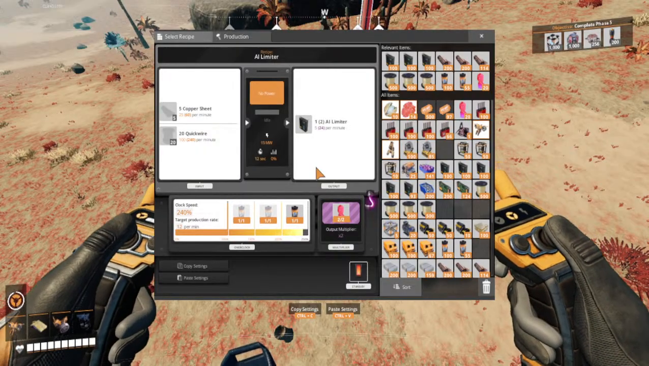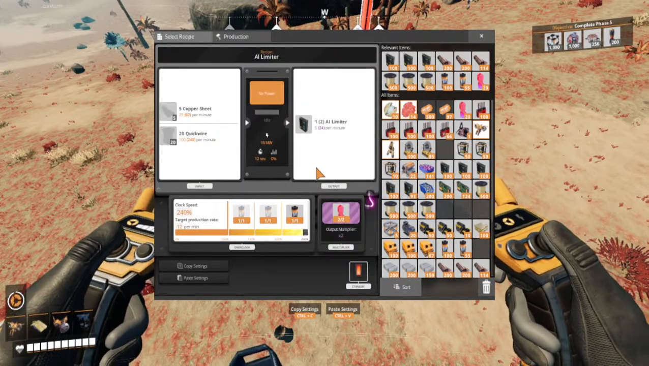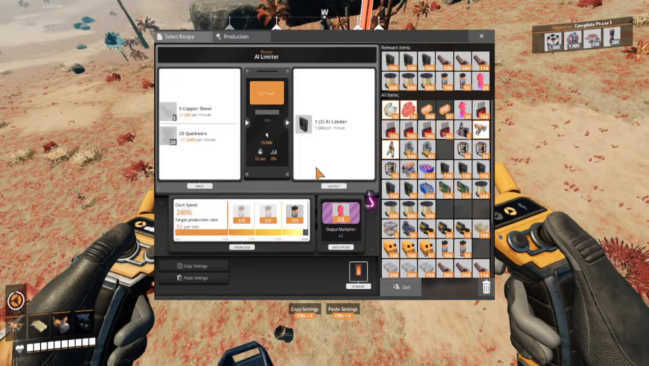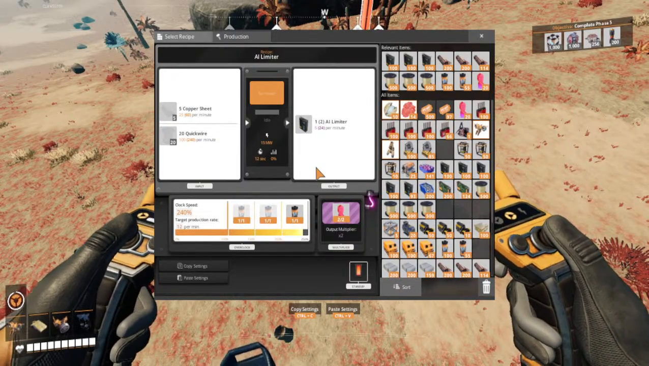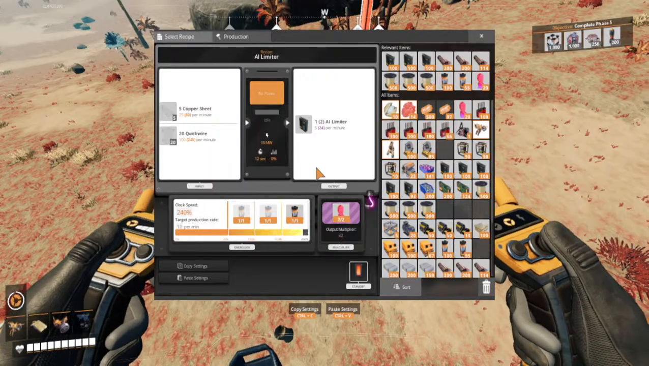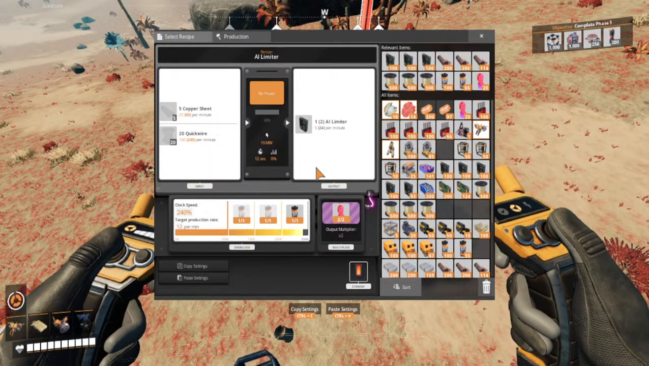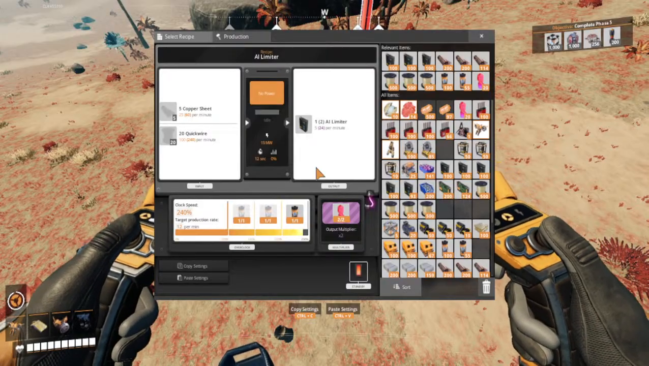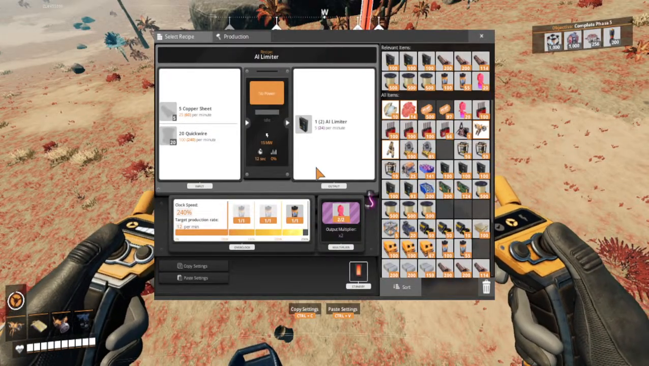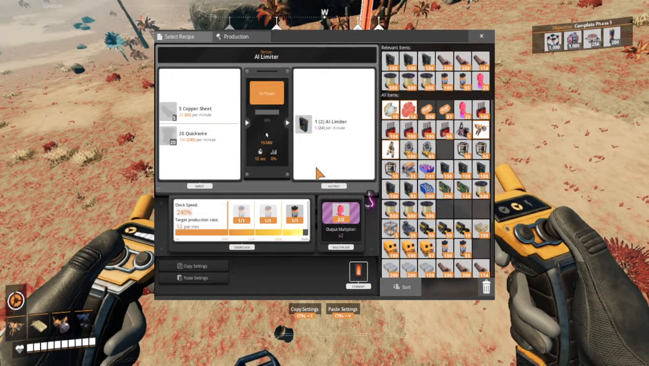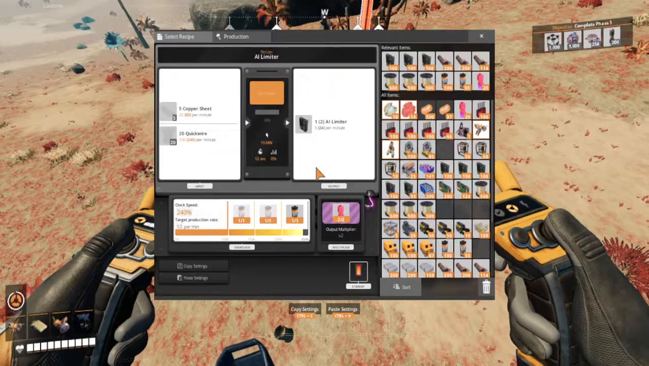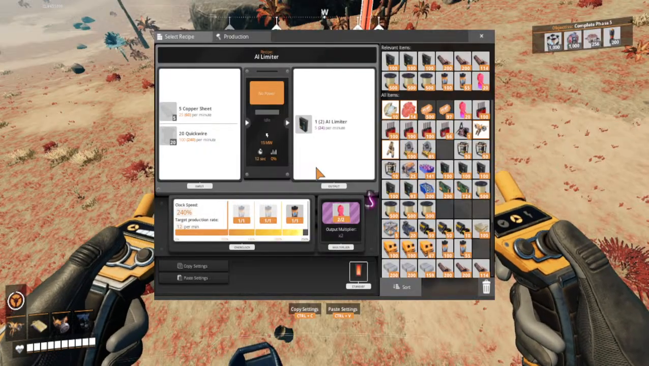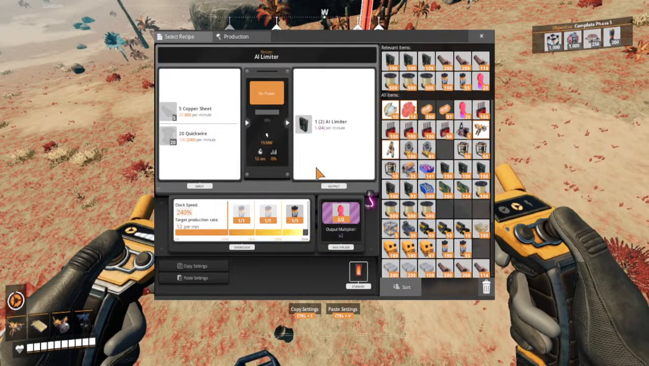Okay, so assembler. Oh, too much. One assembler equals 60 copper sheets and 240 quick wire. Output equals 24 AI limiter.